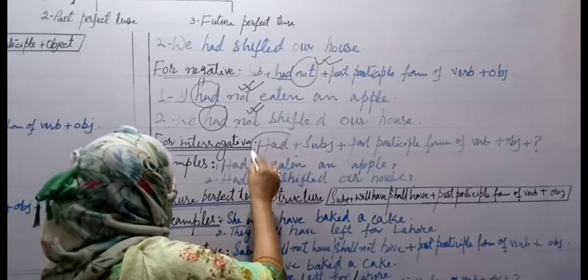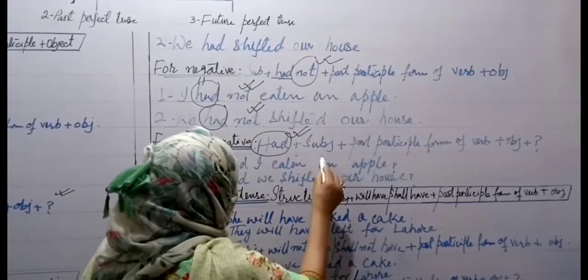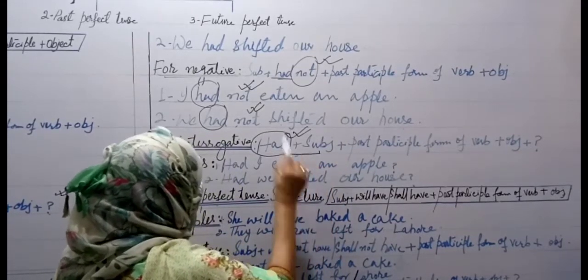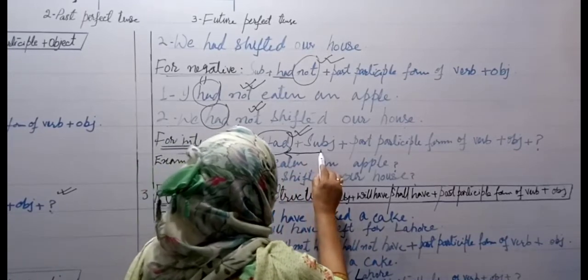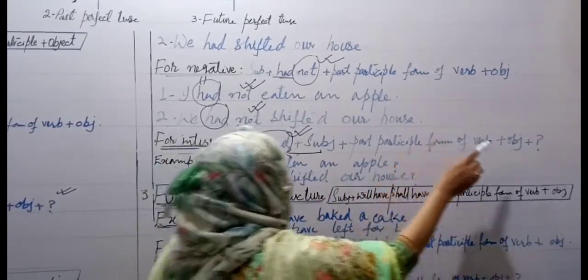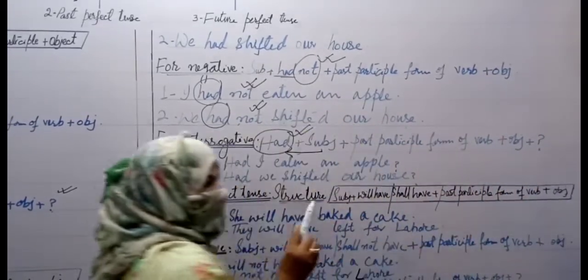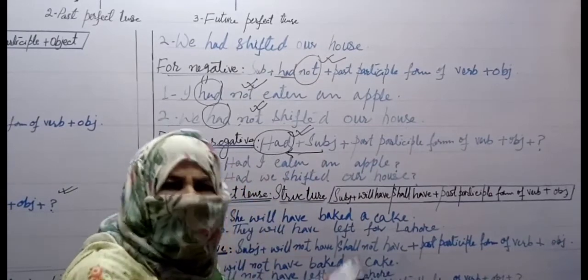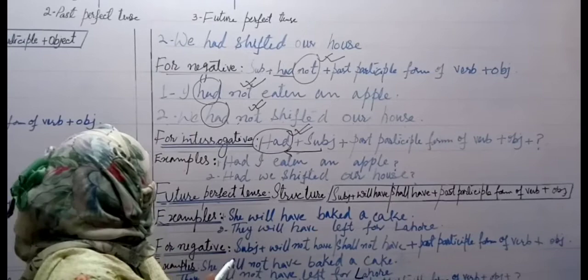The auxiliary verb "had" will come at the beginning of the sentence, that is, before the subject. After "had", you will write the subject, then the past participle form of the verb, then the object, and the sign of interrogation at the end of the sentence, that is, after the completion of the sentence.